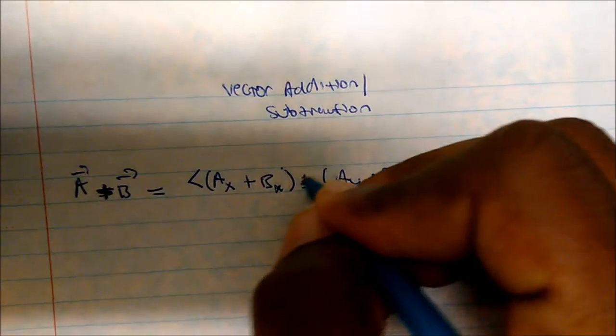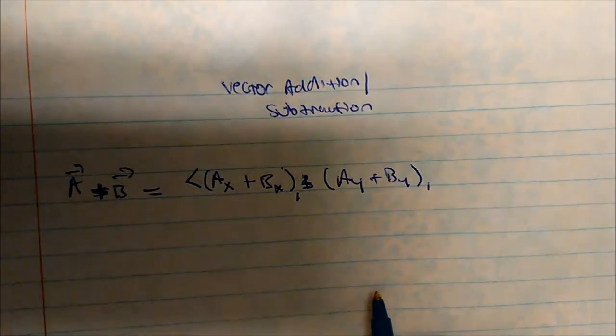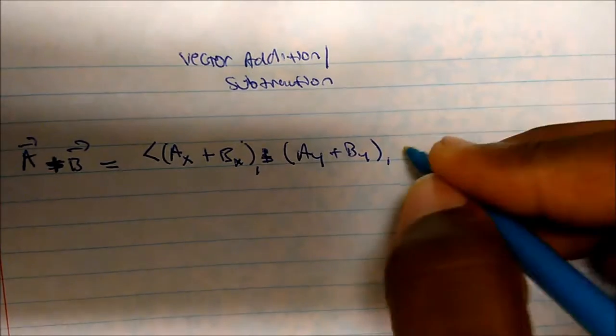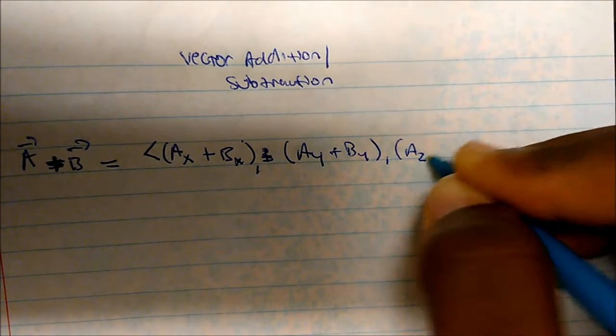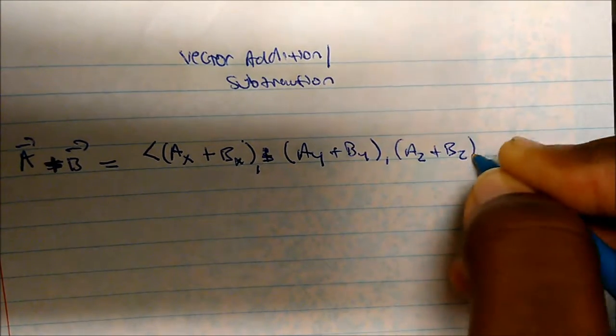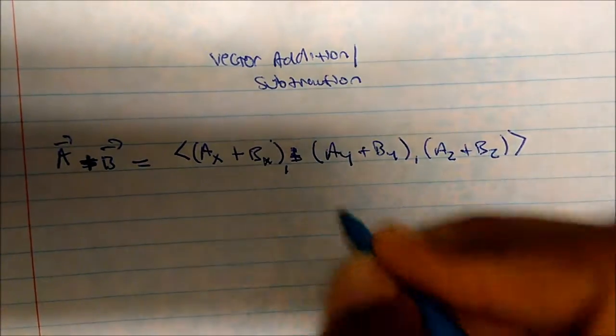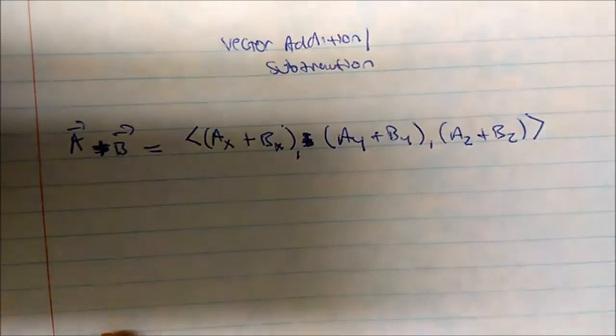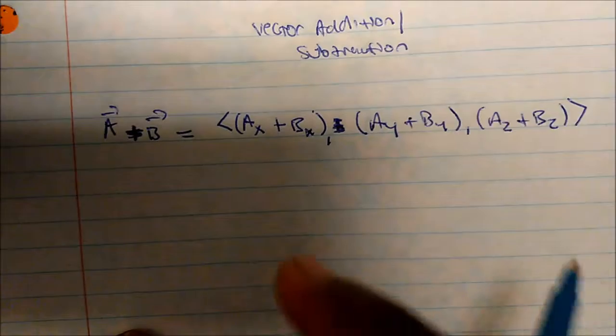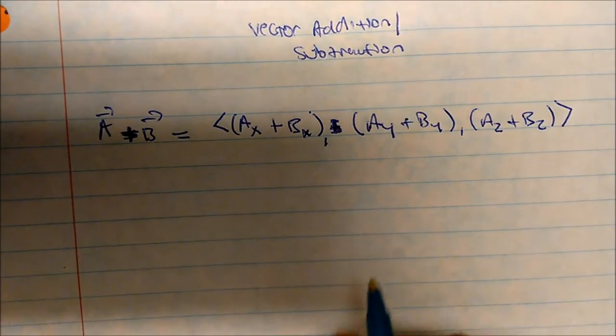Yeah, so this should not be a plus. This should be a comma because we're not adding those. Okay, comma. A in the Z direction plus B in the Z direction. Okay, so this is the general consensus when we talk about the addition of A to B, some arbitrary value.